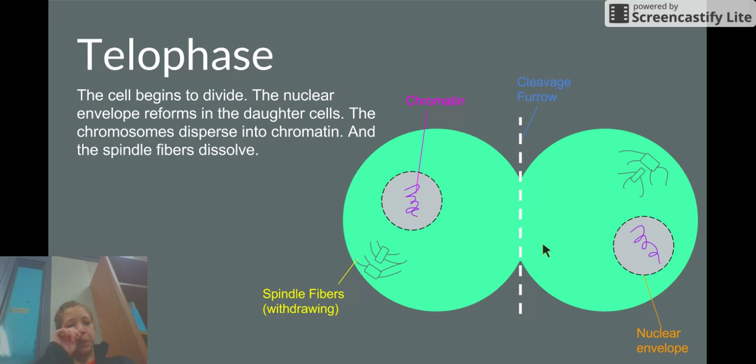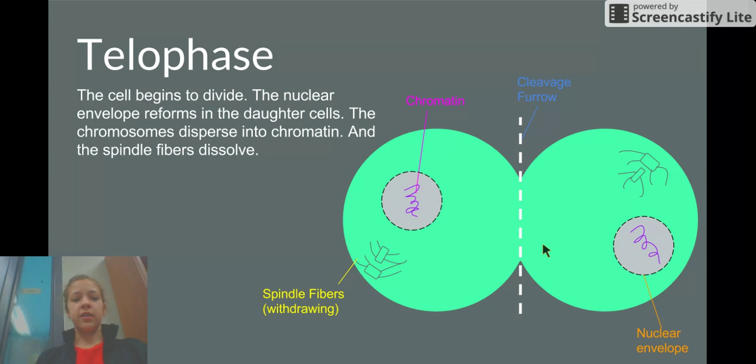Telophase. The cell begins to divide. The nuclear envelope reforms in the daughter cells. The chromosomes disperse into chromatin and the spindle fibers dissolve. Here's the chromatin and the cleavage furrow that is being formed as it is pulling apart. The spindle fibers are still withdrawing and the nuclear envelope is starting to reform.